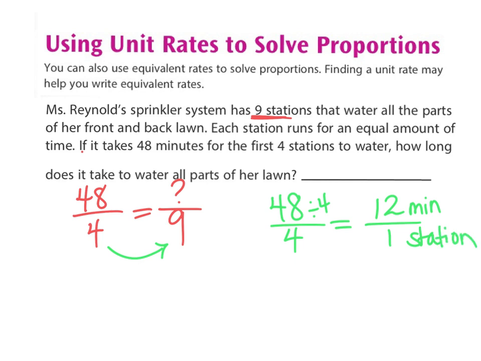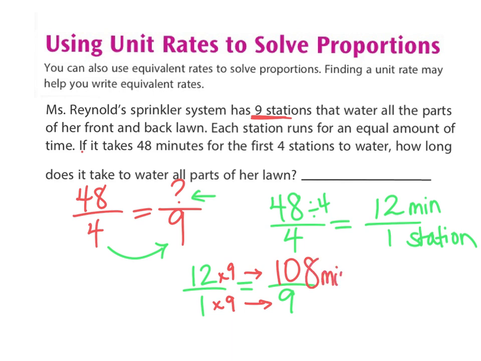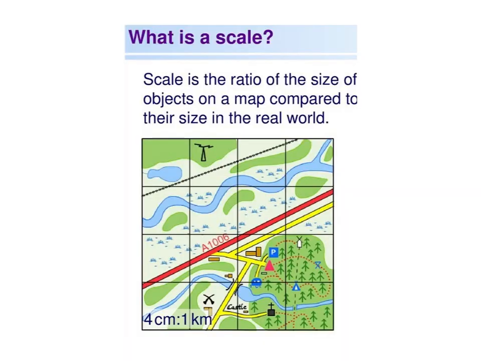So now we can use that unit rate to figure out the missing number in our proportion. If 12 minutes is for 1 station and we're trying to figure out 9 stations, now we can use multiplication to say 1 times 9 gets us to that 9. So we're going to multiply 12 times 9. It will take 108 minutes for her to water all 9 stations.